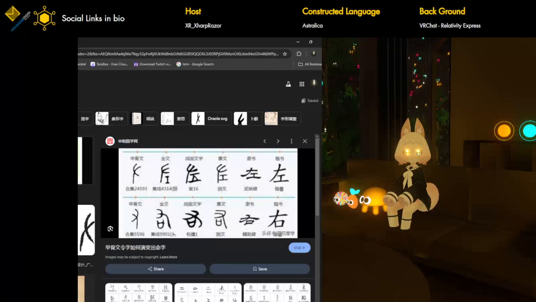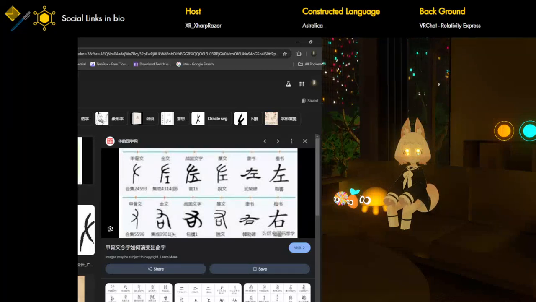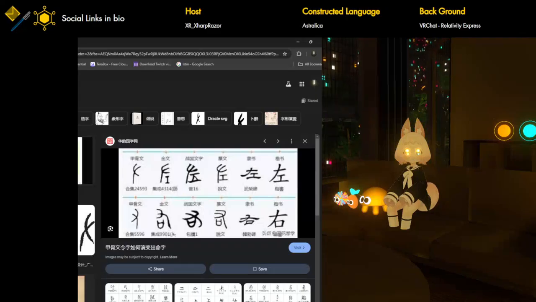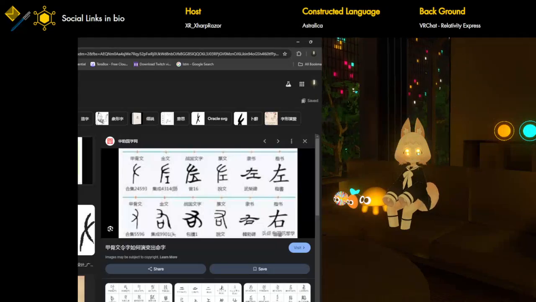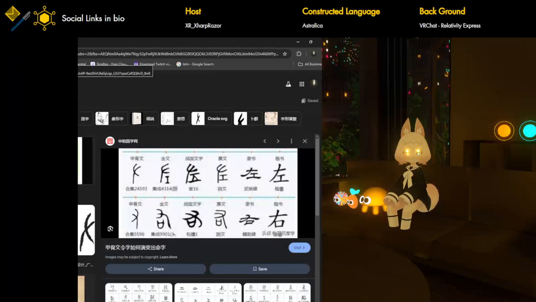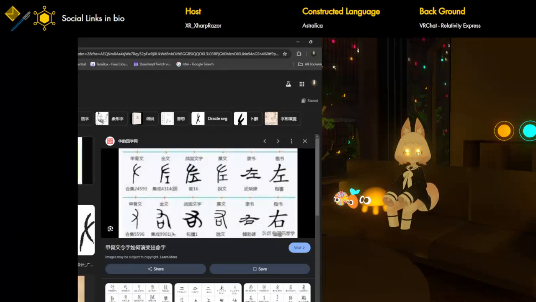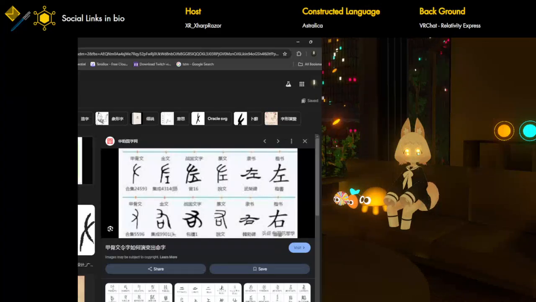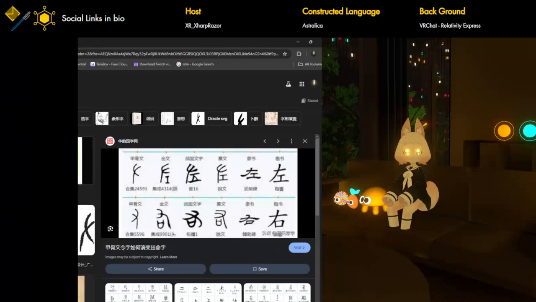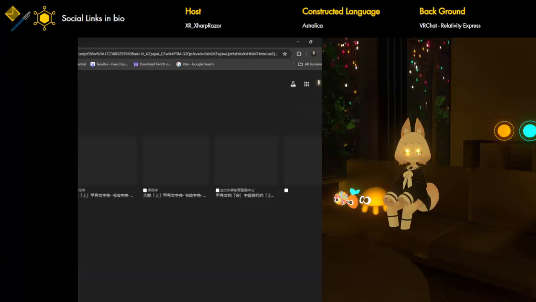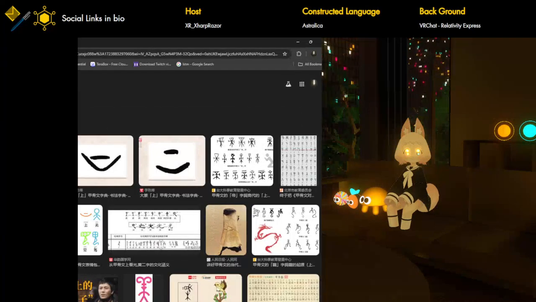Okay, so Chinese is not off the hook as well. So if I also do up or down, in Chinese it would be shang or xia. Let's see if I can. There we go. So if I just go up, there we go. Look at this.